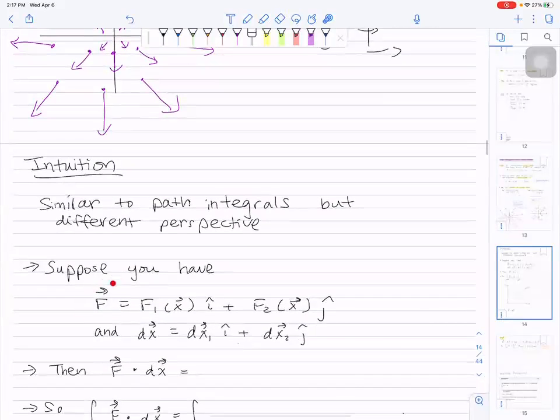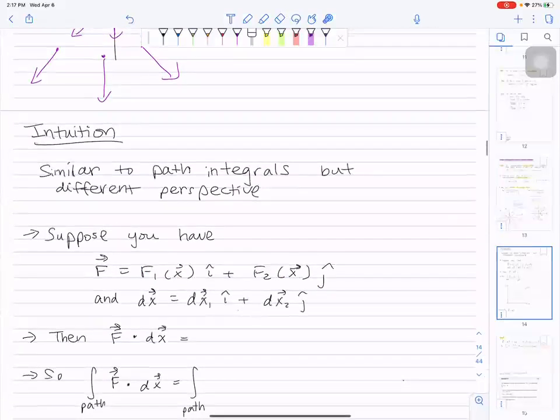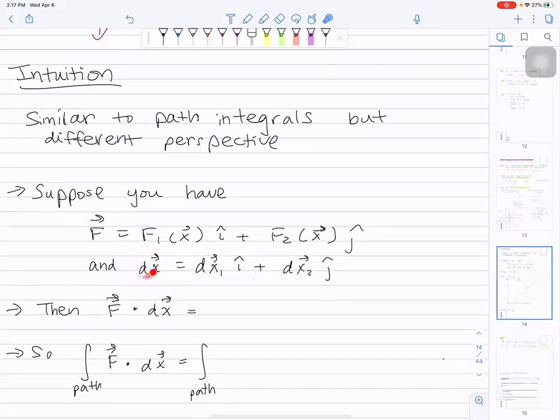So any vector field is always written like this. You have something times I hat plus something times J hat. And say you have your differentials also. You need your dx bars. Dx bar is like your first component, dx1. Second component is dx2. So you have this f bar, dx bar.